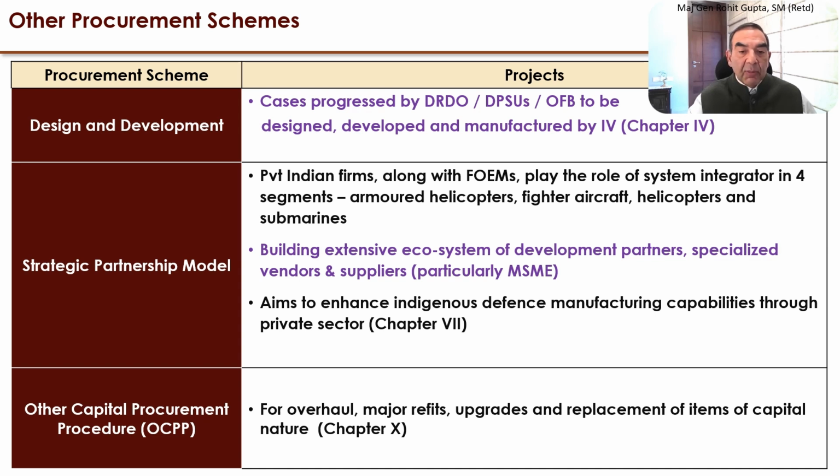Other capital procurement procedures, like I said, there was certain equipment that used to be procured from the revenue route. However, this now comes under the capital budget in DAP 2020, using the revenue procedures. It is for overhaul, major refits, upgrades, and replacements of items of capital nature. This is covered in Chapter 10. It's a newly introduced chapter into DAP 2020.